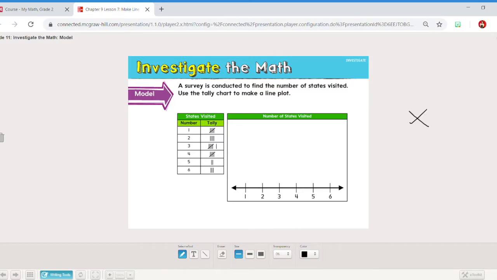So it says a survey is conducted to find the number of states visited. Use the tally chart to make a line plot. Well, we find 1. It looks like there were 5 who visited 1 state. 1, 2, 3, 4, 5. So you put 5 X's. Looks like for 2, we'll find 2 here. There were 4. 1, 2, 3.